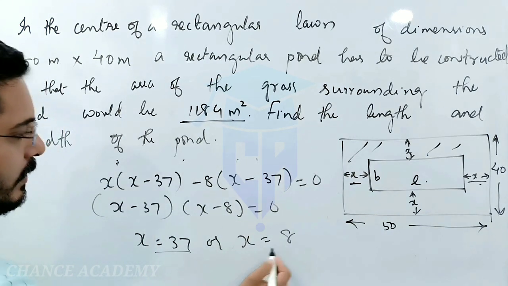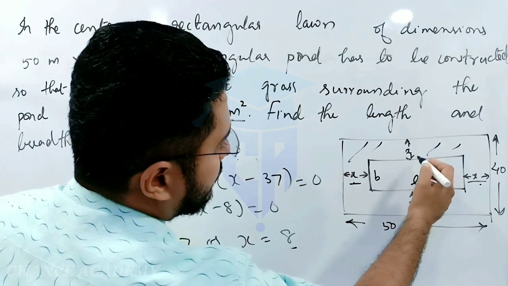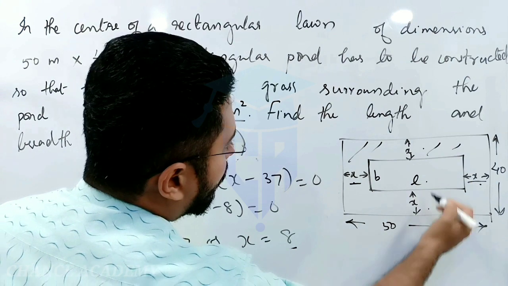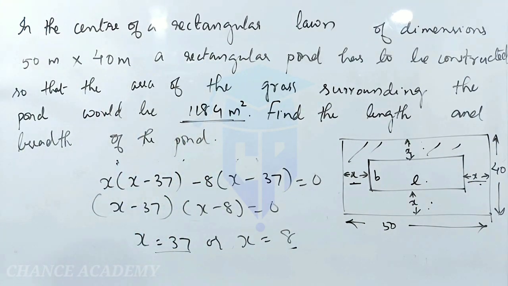Considering these values, only one of these can be the value for x. Considering 37, if x is equal to 37 on both sides, if you double that, you will be getting 74.